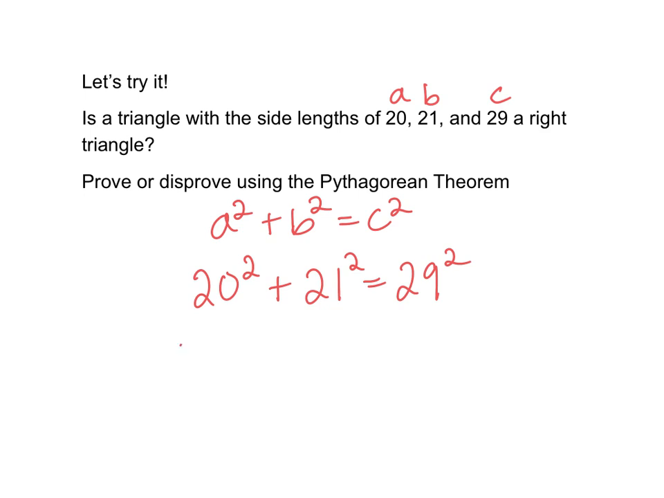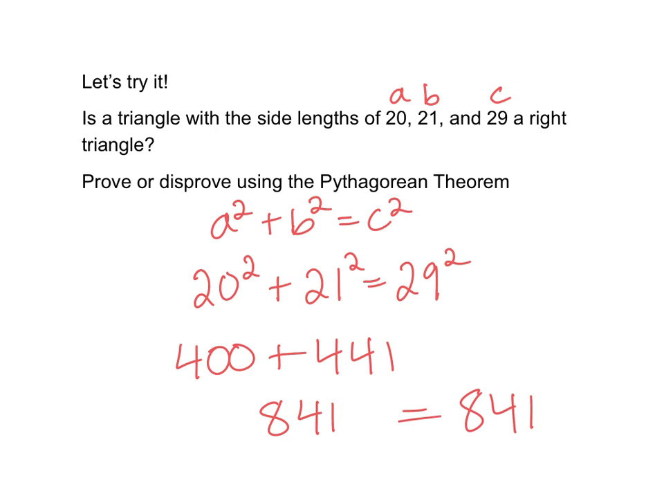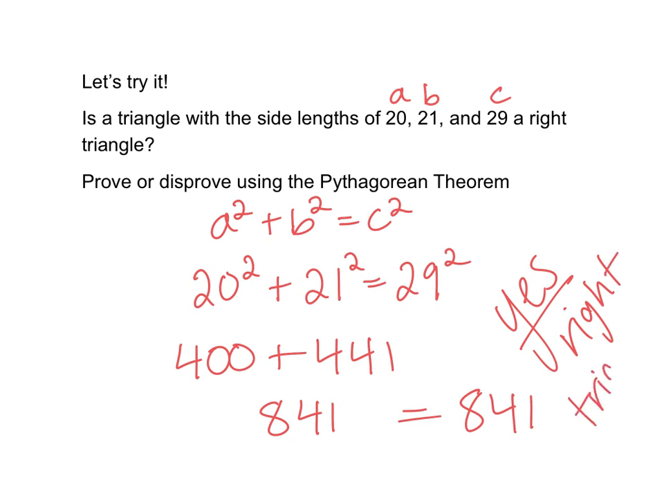20 times 20 is 400. I do know that one. I don't know 21. Let me see. 21 times 21 equals 441. So this is going to equal 841. Now I'm going to go ahead in my calculator and put 29 times 29. Oh, it's 841. That's exciting. So yes, this is a right triangle. And we just proved it by showing that a squared plus b squared does in fact equal c squared.